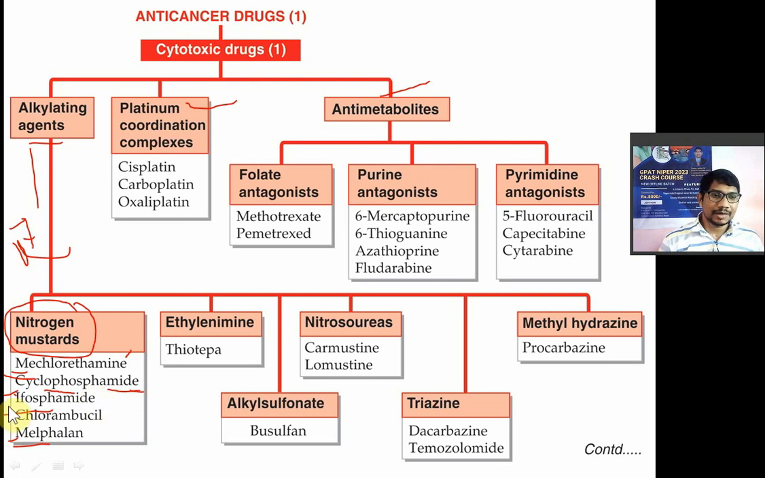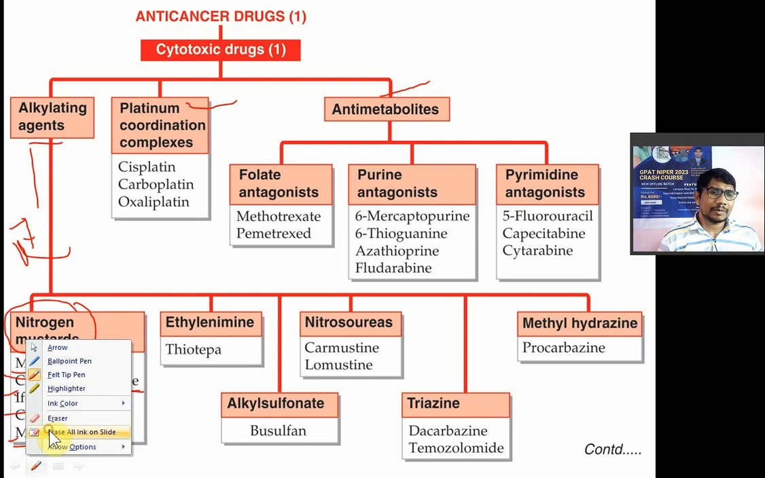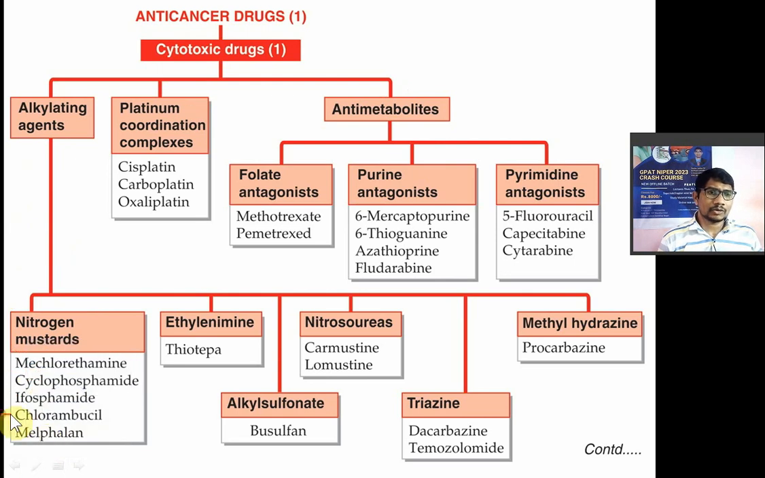Cyclophosphamide and ifosfamide, both these drugs cause the same adverse effects. Out of that also, ifosfamide has higher toxicity like neurotoxicity, ototoxicity, hemorrhagic cystitis, along with hematotoxicity. Okay, both these. Then chlorambucil is there and melphalan is there.